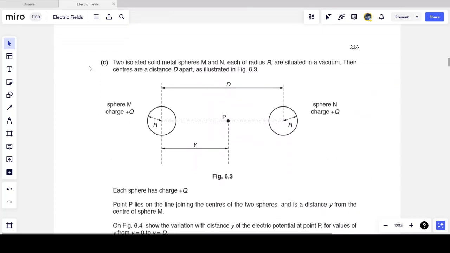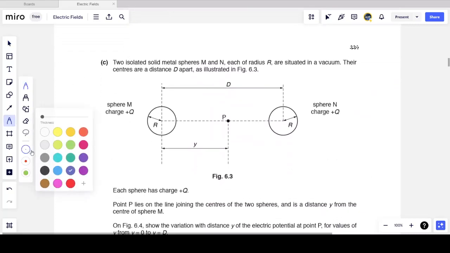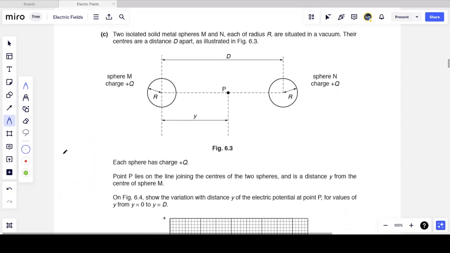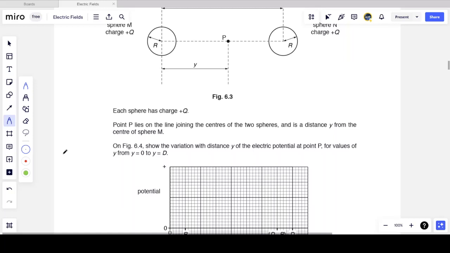We are told that two isolated solid metal spheres M and N, each of radius r, are situated in a vacuum. Their centers are a distance d apart, and we have a figure that looks a little complicated, and we are told that each sphere has a charge plus q. Okay, so that's good. Each sphere is identical in size and shape, and they both have the same charge. So there's going to be some symmetry here. Point P lies on the line joining the centers of the two spheres and is a distance y from the center of sphere M. On the figure below, show the variation with distance y of the electric potential at point P for values of y from y equal to 0 to y equal to d.